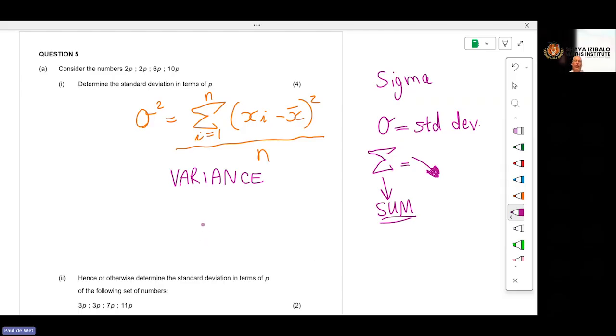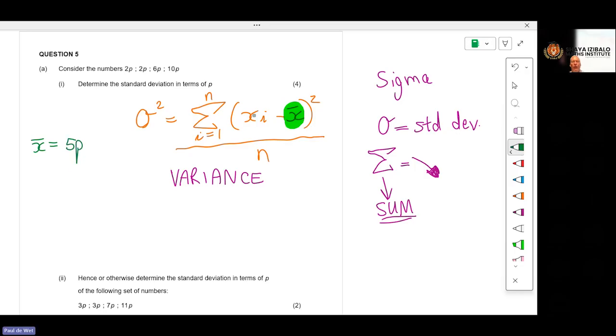All right. So, guys, when I want to use this formula, what's the first thing I need to work out? I need to work out the mean, the average. Okay. What's the average of 2p, 2p, and 6p, and 10p? How many p's altogether? 20p. What's the average? 5p.